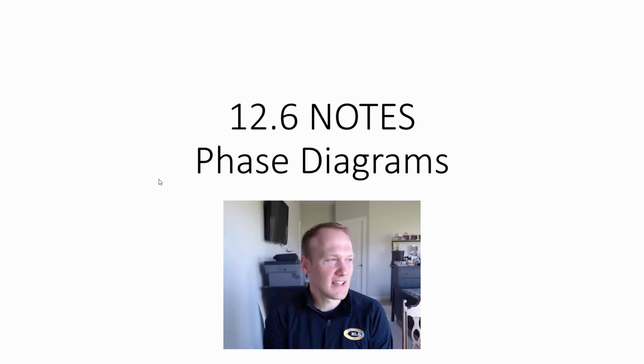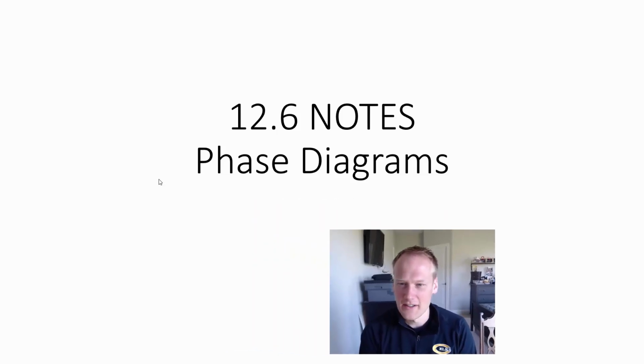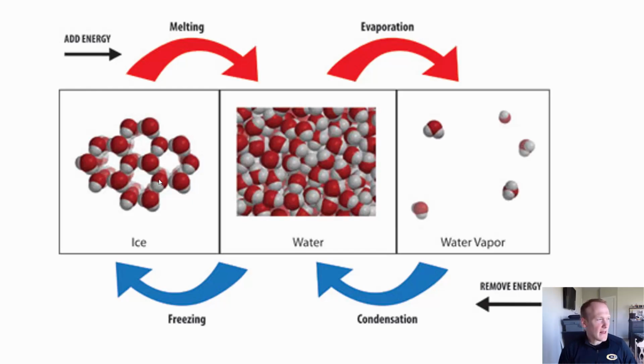Okay, let's talk phase diagrams. 12.6. At this point, we've talked about how energy goes into and out of substances, and this can cause phase change based on the strength of the intermolecular forces. If the energy added to those molecules is great enough, they will spread out and go from solid to liquid to gas. So across the top here, we are adding energy, so these would be endothermic. Melting is endothermic, evaporation is endothermic. Why? Because we're adding energy into the substance and they are spreading out with speed.